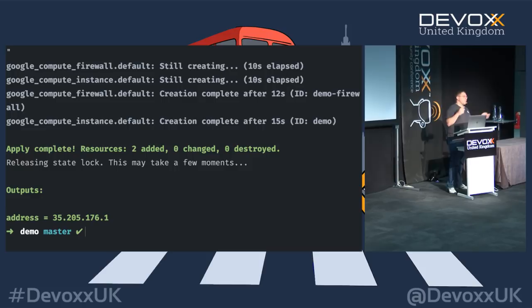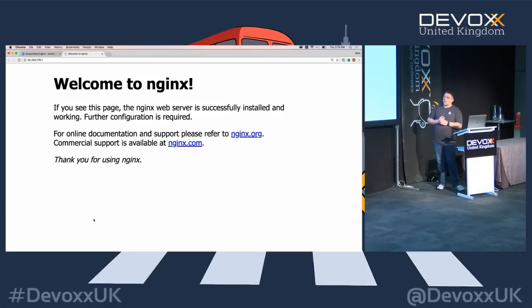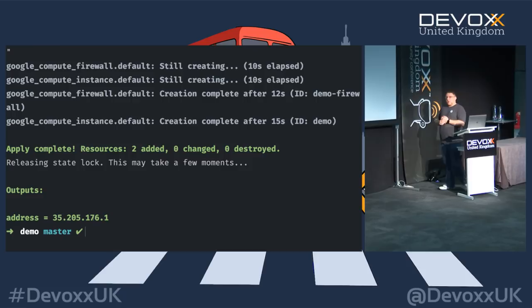So let's see. Do a little control click. See, look, Welcome to Nginx. And you can try this if you want. That's the IP address, 35.205.176.1. And that's how quickly you can provision an Nginx server with a firewall on port 80, and I talk to you the whole time.